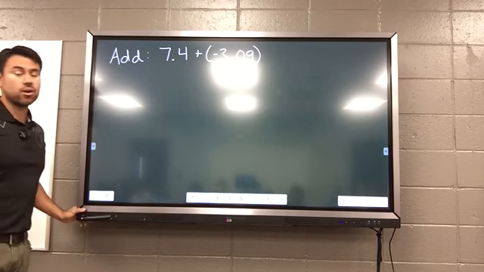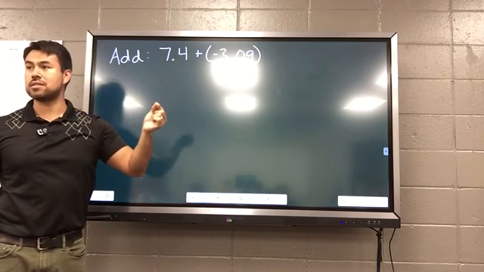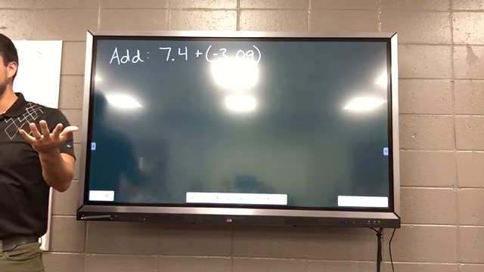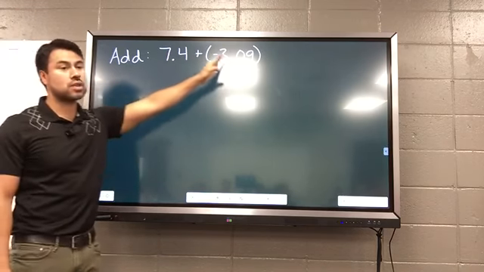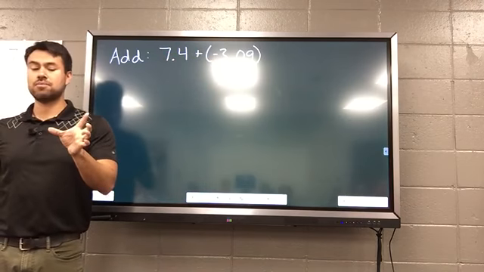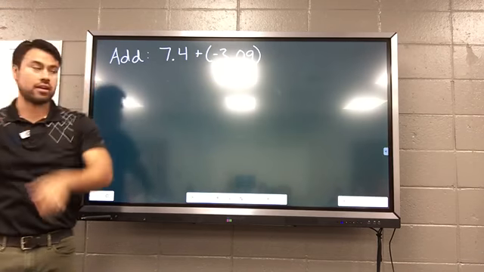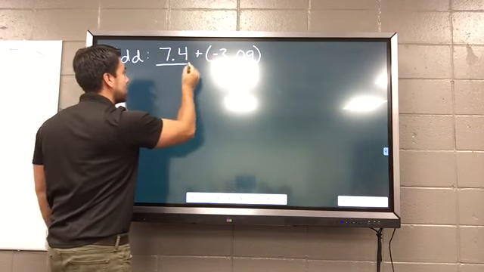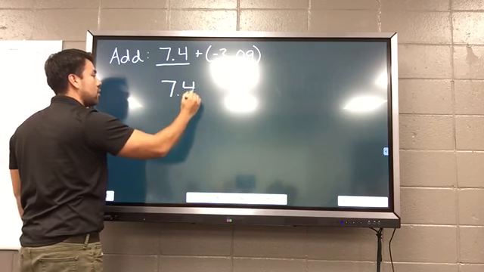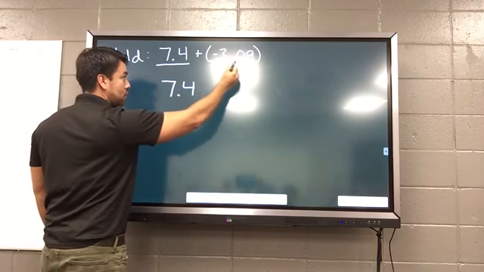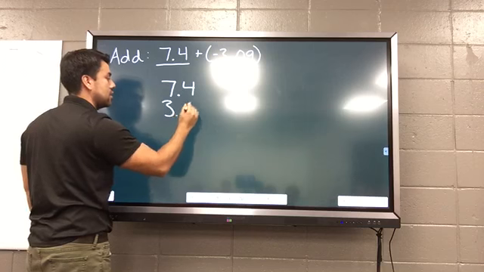Okay, so here we ask, are we adding numbers with unlike signs? That means is one positive, one negative? Yes. Okay, so what we're going to do is this. We're going to look at these two numbers, and we're going to take the absolute values. We're going to do the bigger absolute value minus the smaller absolute value. Which one of these numbers has the bigger absolute value? So we're going to do 7.4. Therefore, negative 3.09 has the lesser. We're going to subtract it.